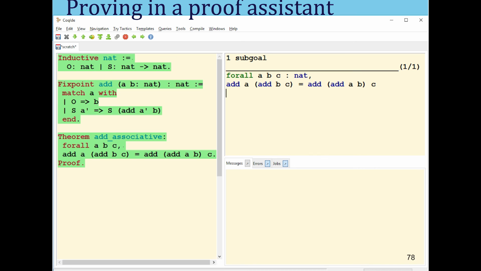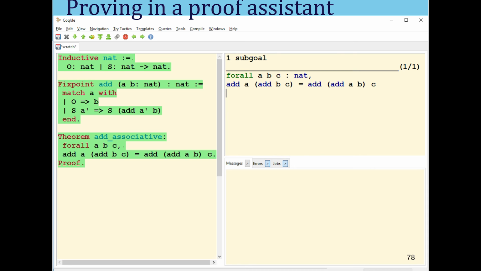And then I can prove a theorem about this program. I can prove that add is associative. For all a, b, and c, add a of add b, c equals add of add a, b, and c. Everything in green has been accepted so far by the proof assistant's proof checker.